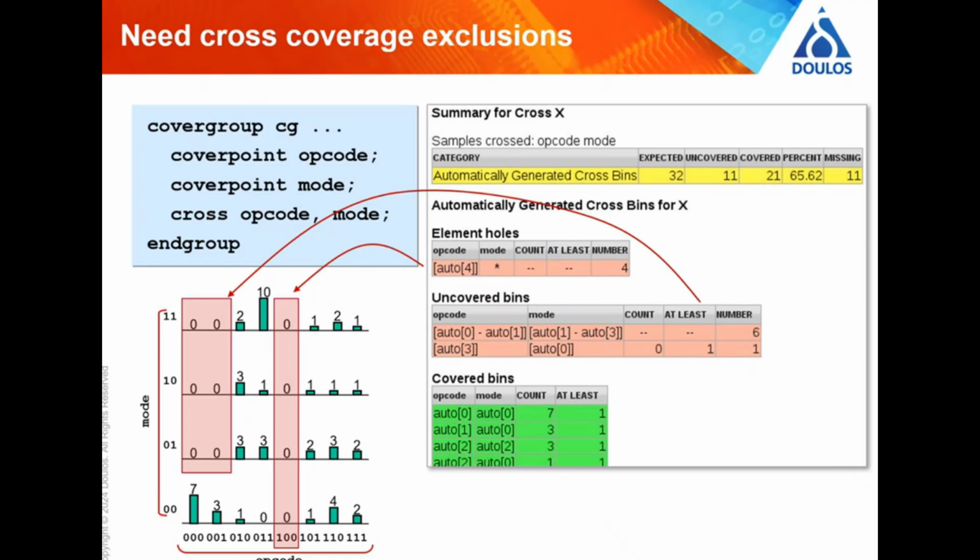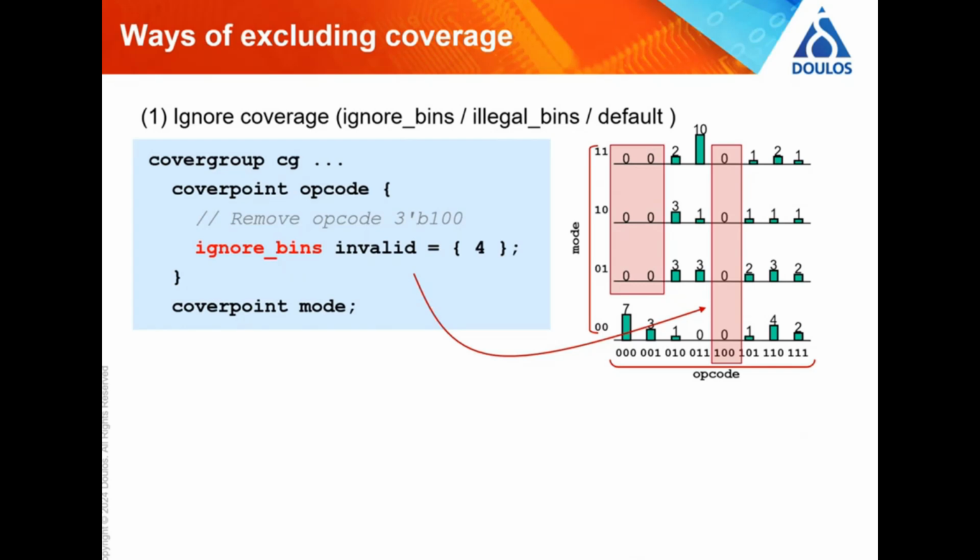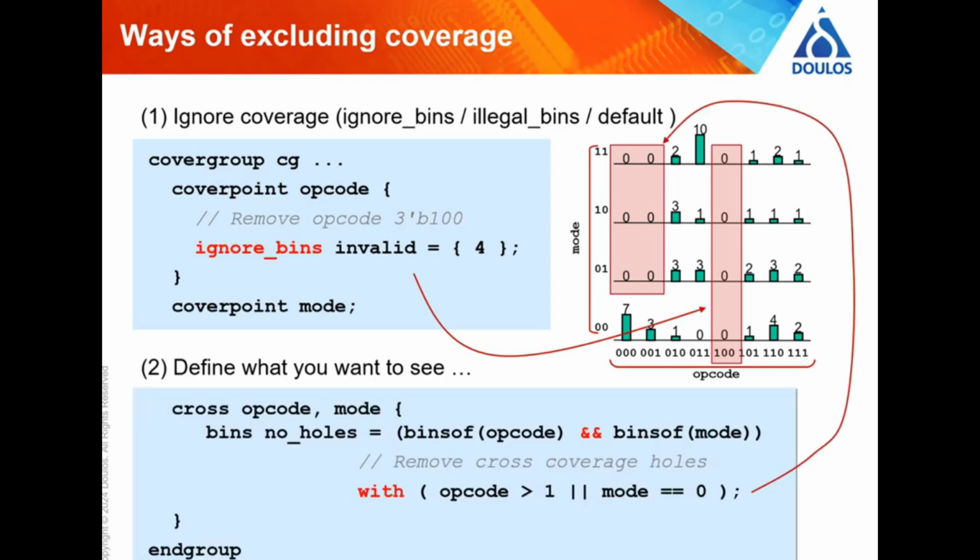Well, there are two ways to filter out coverage. Either we ignore bins, and with ignore bins, what it does is it takes whatever you tell it to ignore and just pulls it out of the coverage calculation. Since we've removed this opcode 4 over here out of the cover point, it'll no longer show up in our cross. But there's another way that you can remove coverage, and that is to actually define the coverage you want to see. For example, I could come down here in my cross and say I want to see all bins with no holes.